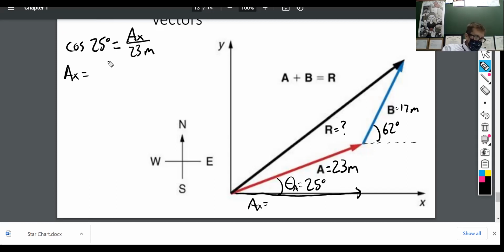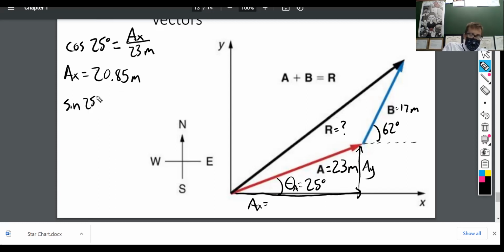So everybody with a calculator knows that the cosine of 25 is 0.906 times 23, and I realize that the x component of vector A is 20.85, we'll round it to that, meters. How about the y component of A? How far up does it go? Well, A sub y is opposite my angle. So what function relates the opposite and the hypotenuse? That's the sine function. That's the SO in SOHCAHTOA.